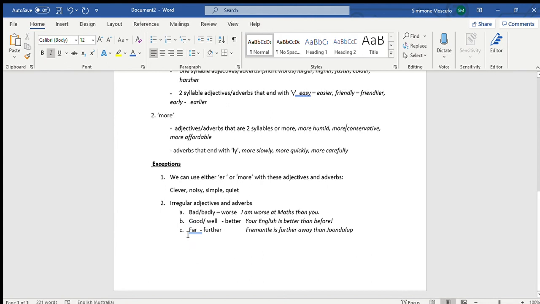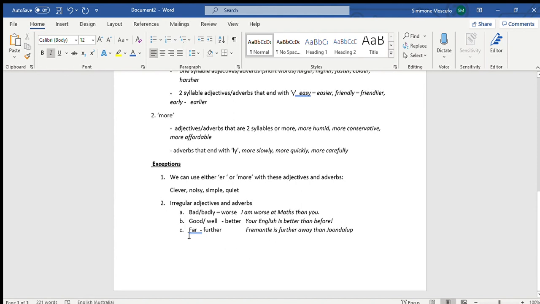And then secondly, we have irregular adjectives and adverbs, all right? So bad or badly, we can't say badder. We have to say worse. So I'd have to say, I am worse at maths than you. I can't say badder. There's no such word as badder, okay? Same with good and well. We have to say better. We can't say gooder. I'm gooder than you. All right, your English is better than before. I can't say your English is gooder than before.